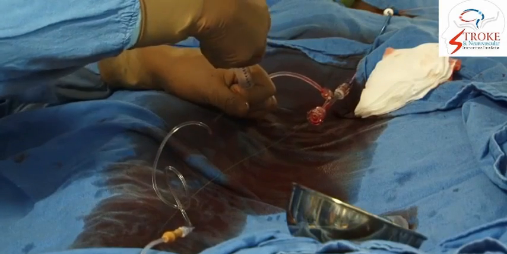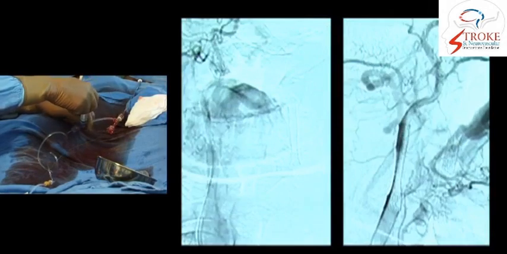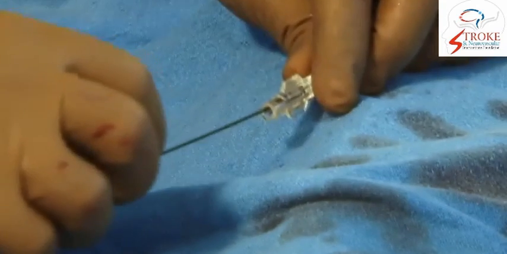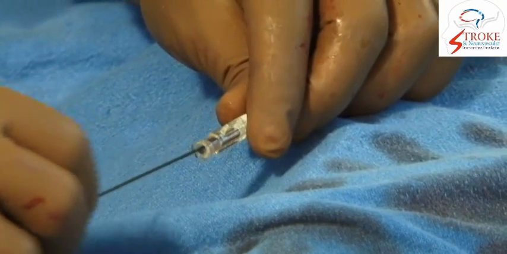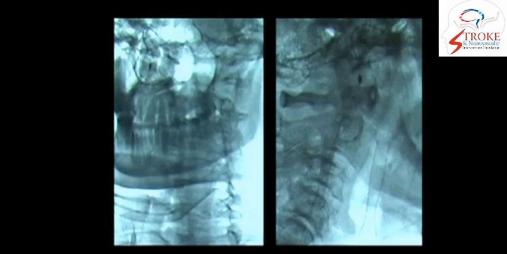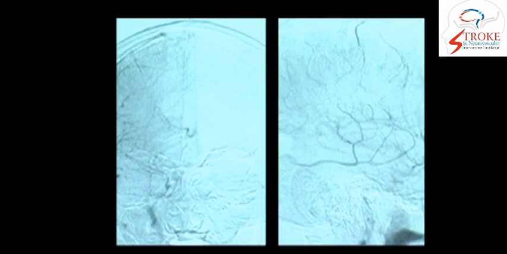Now angiogram shows very good opening of the stent. Internal carotid artery is expanding and flowing very well. There is no evidence of any clot or dissection. Through the retriever catheter, the protection device is being removed. Okay, the cerebral angiogram being performed, which shows much improved flow now and all the arteries are patent.